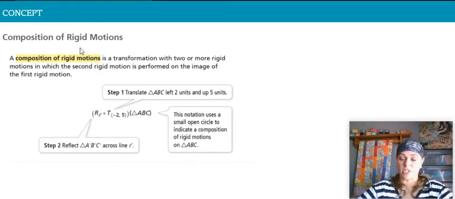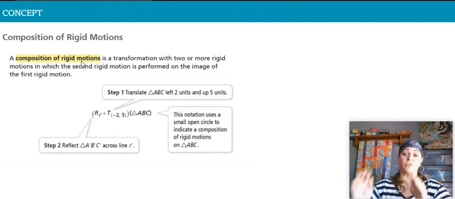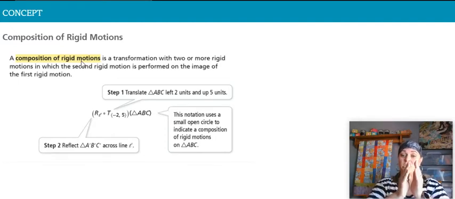Okay, composition of rigid motions. Composition is something that you do in algebra a lot, especially in Algebra 2. It's a composition of a function where you do one part of the function, and then once you get that answer, you put that answer into another function. This is the same idea.